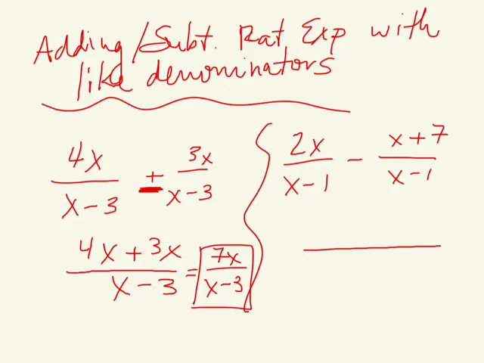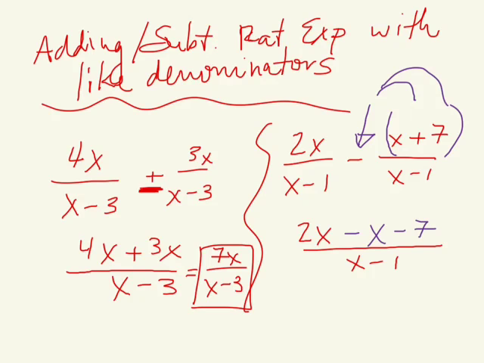Over here, similar thing. They both have like denominators, so we're ready to put the denominator down there. We do x minus 1. Then we have 2x. Now, notice one thing right there. That's a minus, which if you put parentheses around this, changes everything to the opposite. So what this becomes is a negative x and a negative 7.